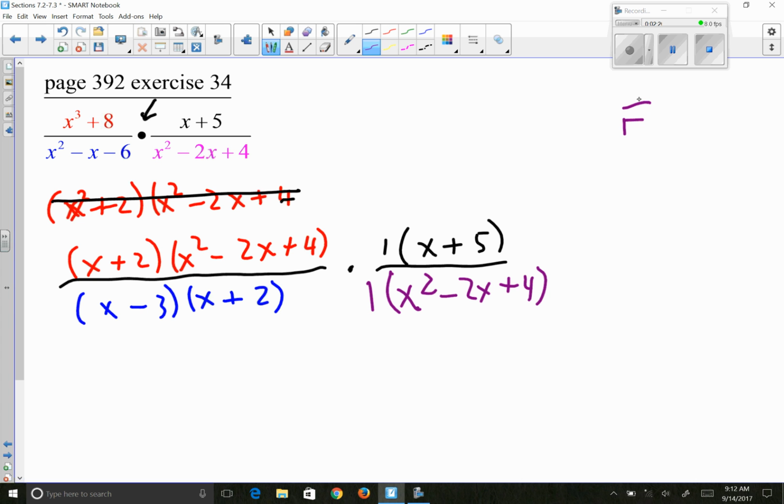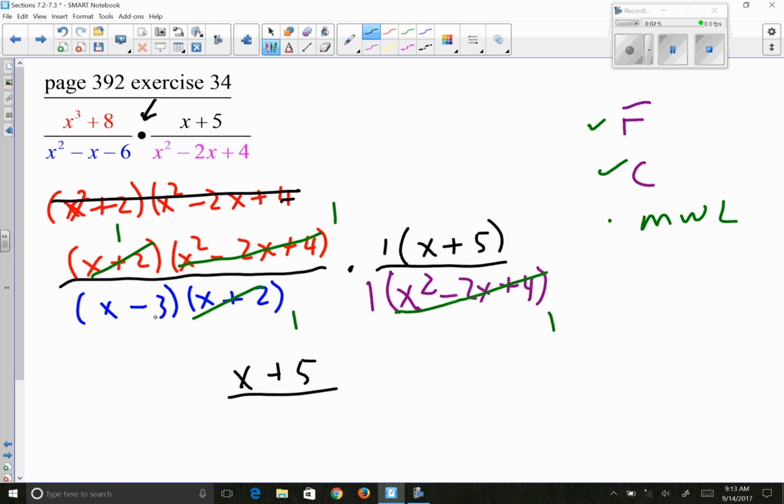So we just factored. Now we're going to cancel, which means anything divided by the same thing is 1. X plus 2 divided by x plus 2 is 1 over 1. And x squared minus 2x plus 4 divided by the same thing is 1 over 1. Factor, cancel, multiply what's left. So 1 times 1 times 1 times x plus 5 over x minus 3 times 1 times 1 times 1. That's it. Factor, cancel, that's in the green, and then multiply what's left.